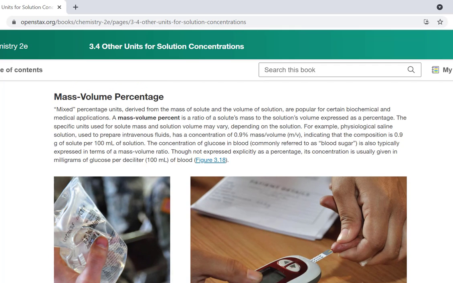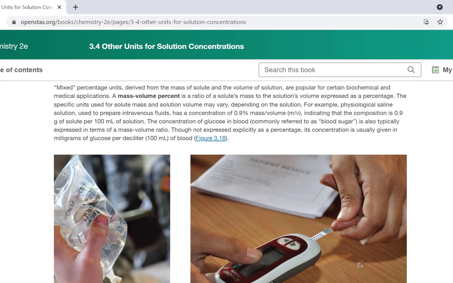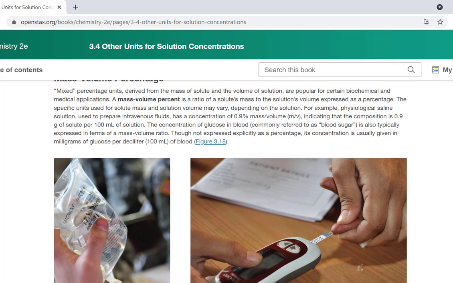The next one is technically not a percent if we define it strictly mathematically, but it is often used as a way of discussing things, especially in medical applications, and that's the mass volume percent. So this is a ratio of the mass of the solute to the total volume of the solution. We generally would use grams and milliliters here. So technically it's not a percentage, but we are calling it that in these fields where they use this. So just be aware that that is what's going on with that.